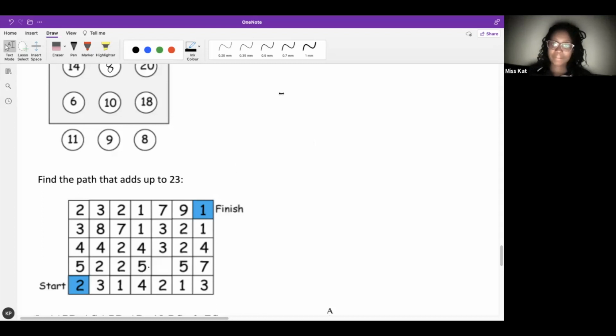Ma'am, so from the 2 we go right to 3, then to the 1, then up to both 2s, then to the 4, to the 3, to the 2, then up to the 2 again, then the 1, and then the last one. Okay, let's see if that is 23. 3, 4, 5, 6, 7, 8, 9, 10, 11, 14, 17, 19, 20, 21, 22, 23.